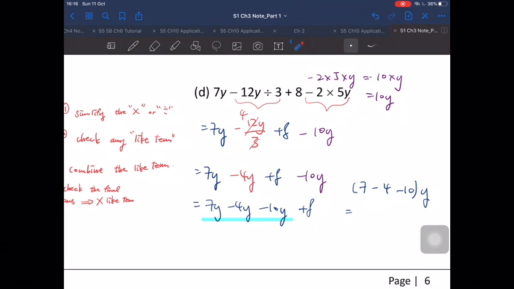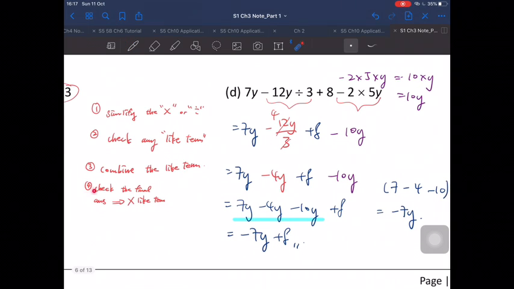So therefore, this is negative 7y. So it will be negative 7y plus 8. So we have finished. After that, the final step, you have to check whether there are any like terms. Negative 7y and positive 8 are unlike terms, so therefore we have finished.